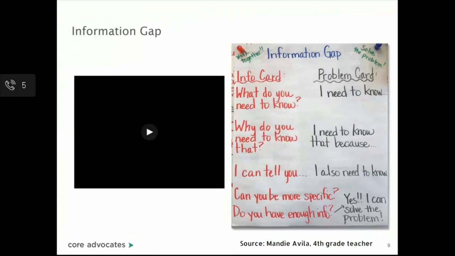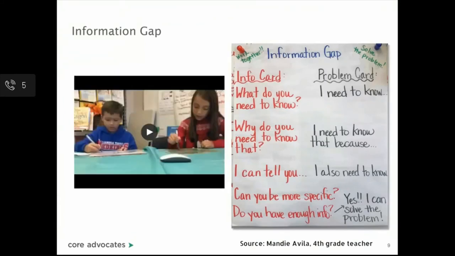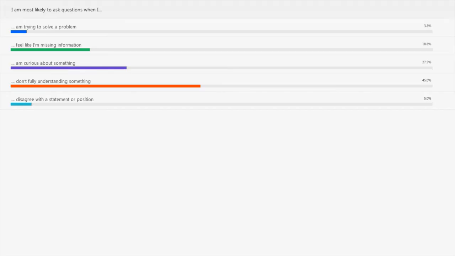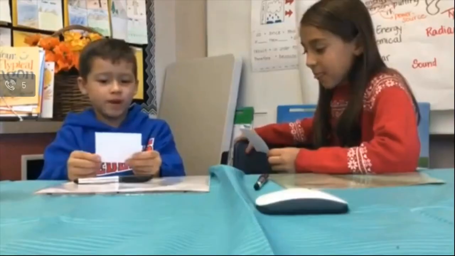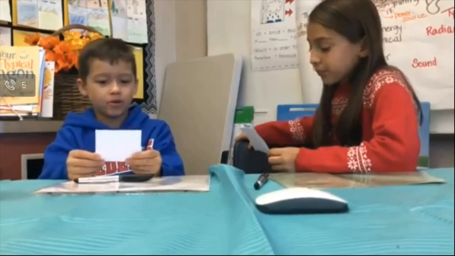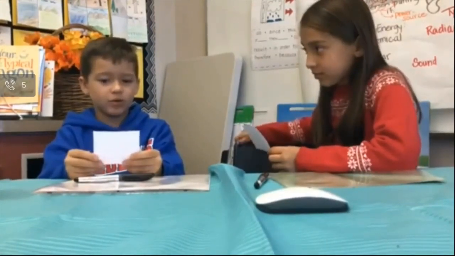And here you'll see an information gap poster that was in a fourth grade classroom. This offers some questions and sentence stems for how this conversation goes back and forth. You'll notice the info card questions are on the left, because generally the exchange starts with the student with the info card asking a question. So I'm going to show you a fourth grade example of info gap, and then we'll close our thinking about this routine.